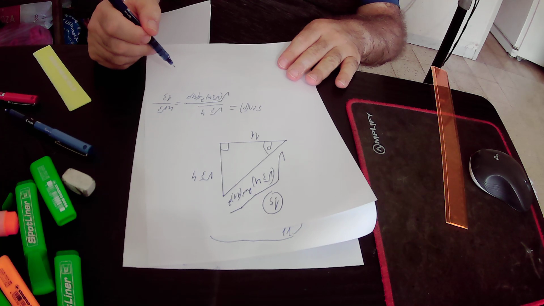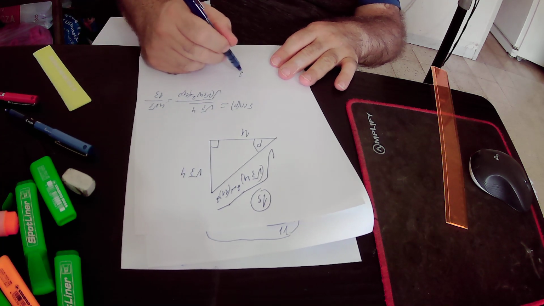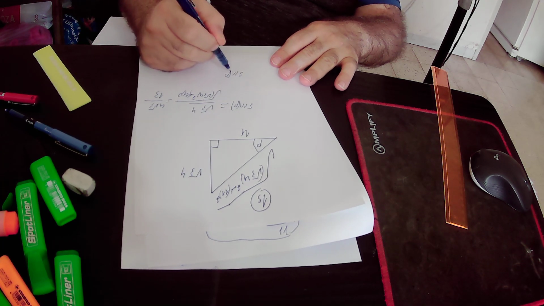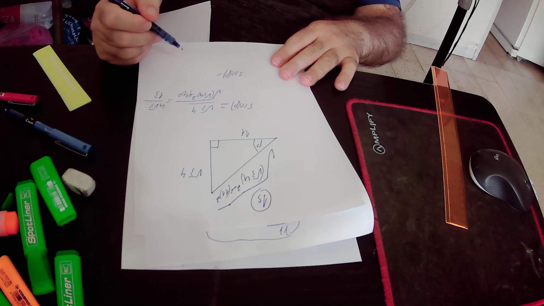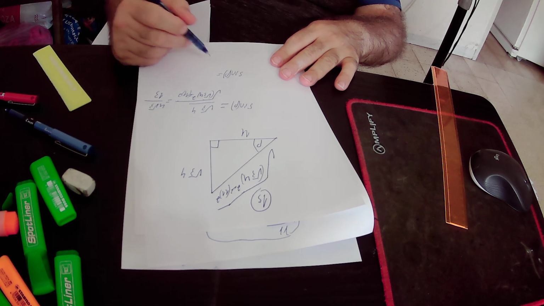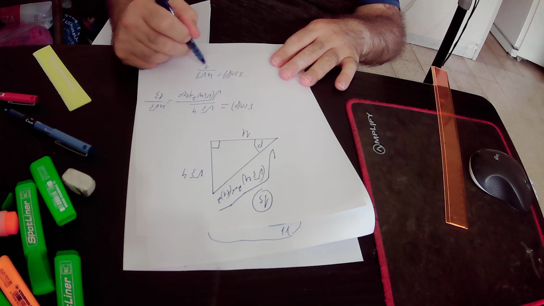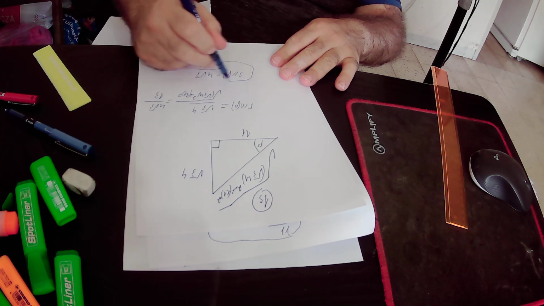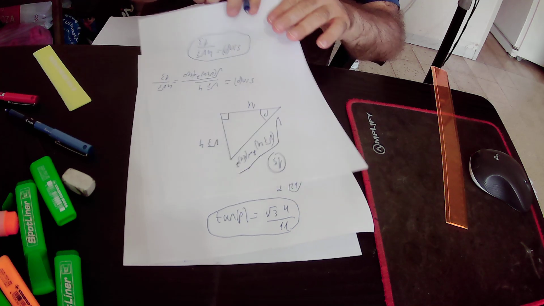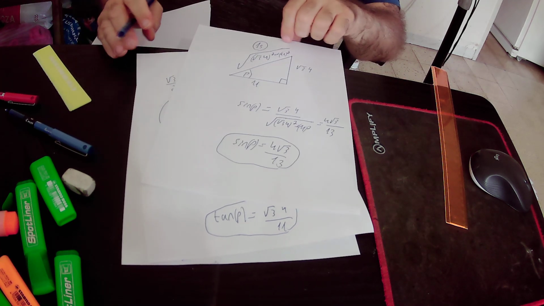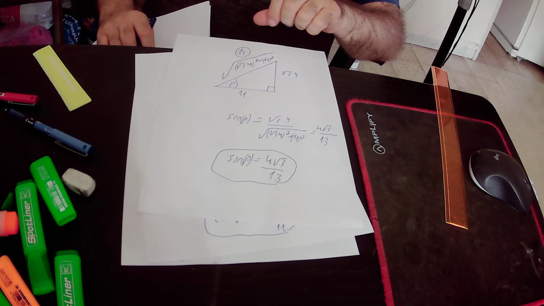So we found out that sine P equals 4 times root 3 over 13. Sine P equals 4 times root 3 over 13.